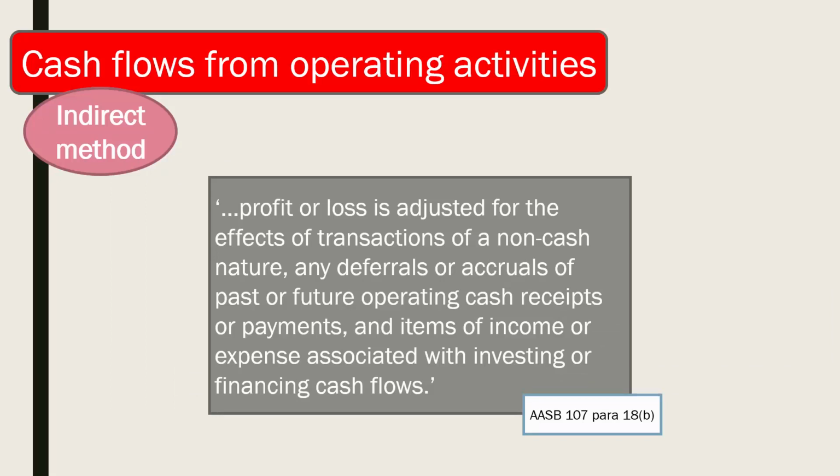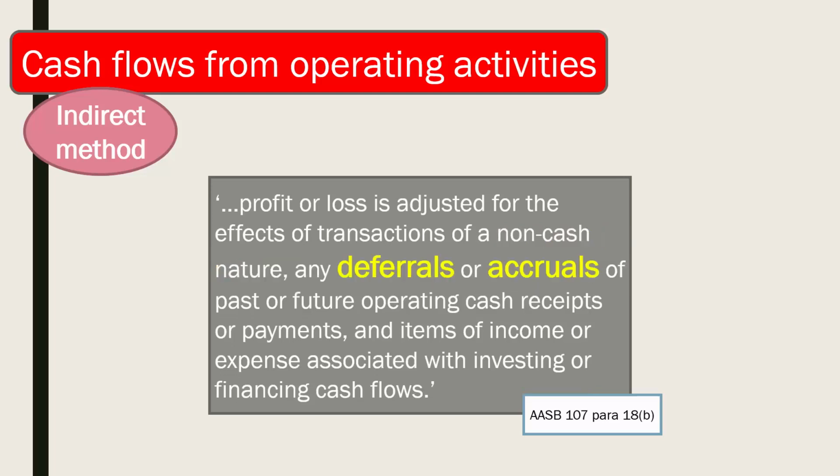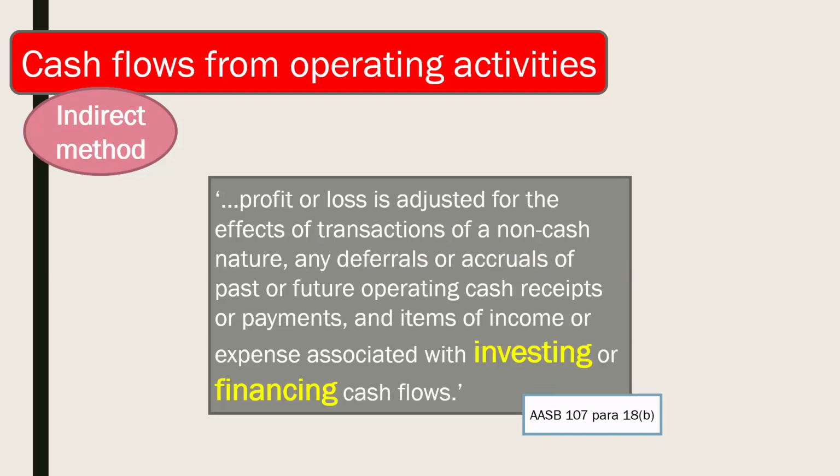The indirect method adjusts profit or loss for the effects of transactions of a non-cash nature, any deferrals or accruals of past or future operating cash receipts or payments, and items of income or expense associated with investing or financing cash flows.